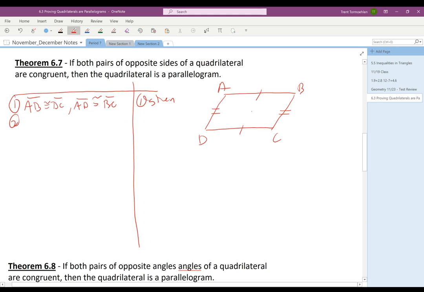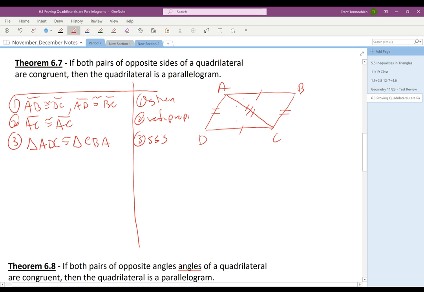Then we just draw in a diagonal. Note, if you're ever not sure what to do on one of these, drawing in a diagonal is a good idea. So we're going to just quickly see that the diagonal is congruent to itself by the reflexive property, which now we've shown that we've got three sides that are congruent. So by side, side, side, triangle ADC is congruent to triangle CBA by side, side, side. So now we've proven these two triangles are congruent.